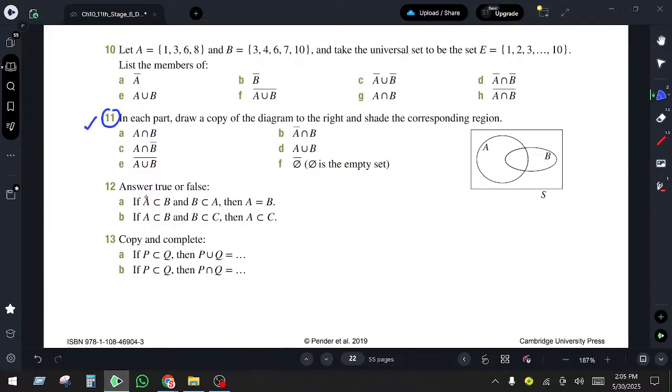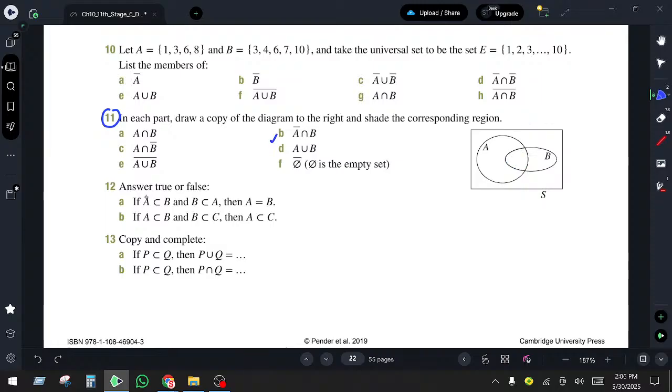In each part, draw a copy of the diagram and shade the corresponding region. What is A intersection B? Like the bit between A and B. This is the portion between A and B. This is your A intersection B. A is completed. Okay.